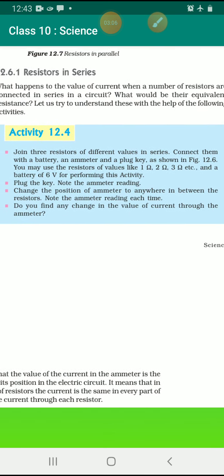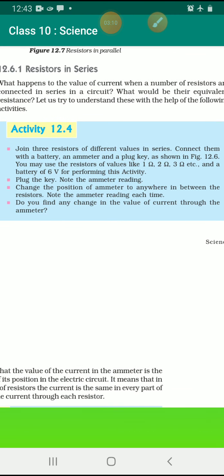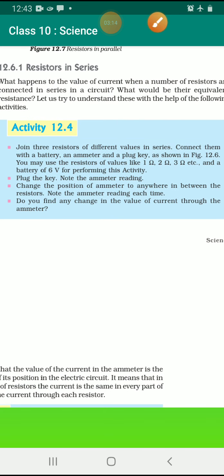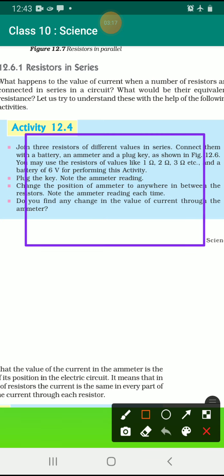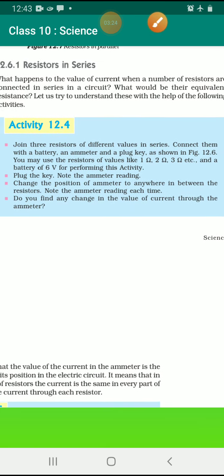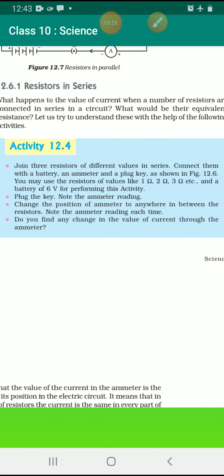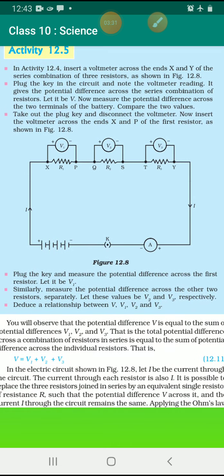Look here. Join three resistors of different values in series. Activity 12.4. Join three resistors which are in series, with a battery, ammeter and plug key, as shown in the figure. See, we can join here.